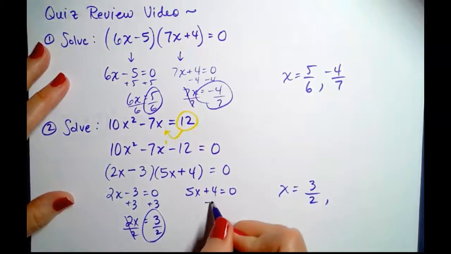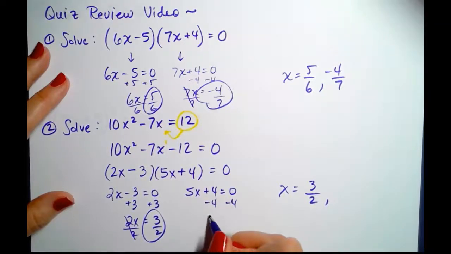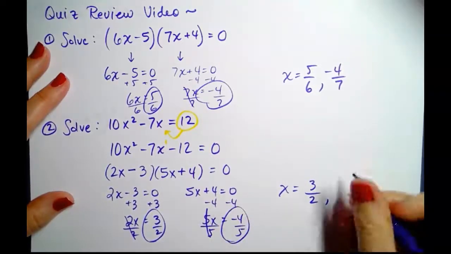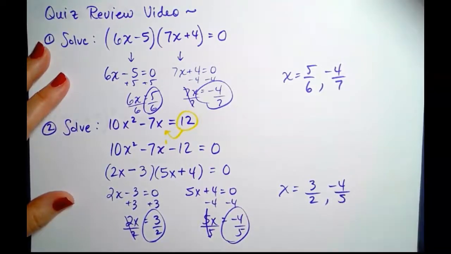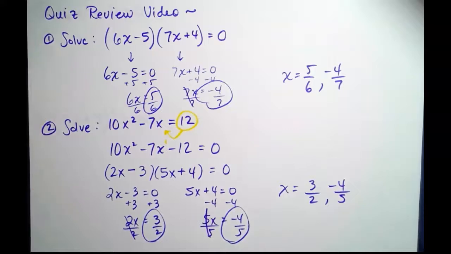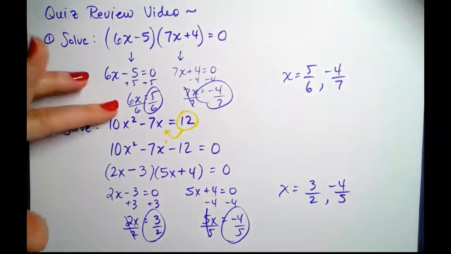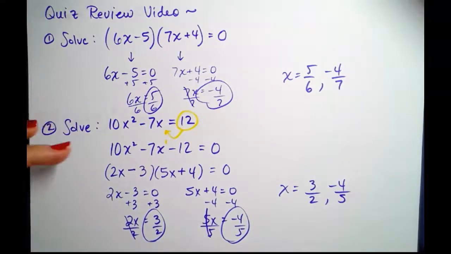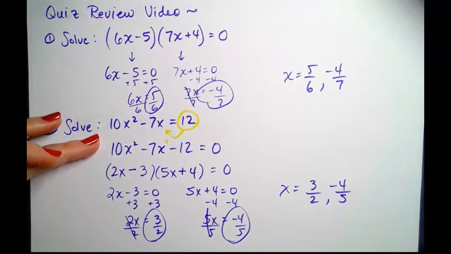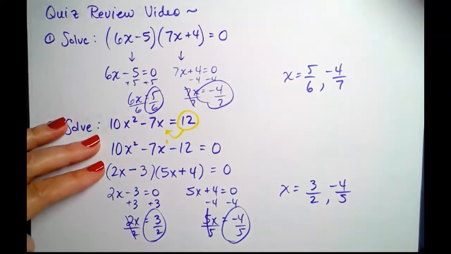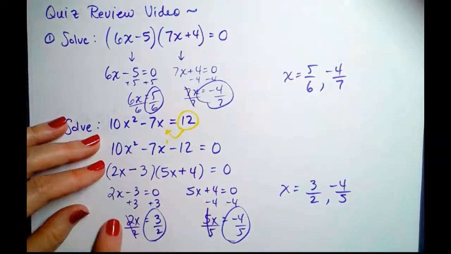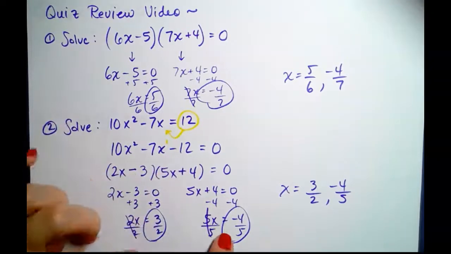Second solution, minus 4, minus 4. 5x equals negative 4. Divide by 5, divide by 5. Our second solution, negative 4/5. So if it's already factored, then set each factor equal to 0 and go. Step 1 was necessary here for number 2. Put in standard form, which means 2, 1, and none. Then factor, set each factor equal to 0 and solve.